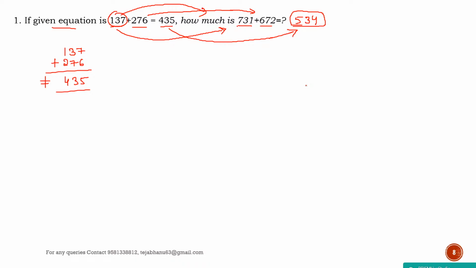Is this clear? Is this clear, everyone? This is the basic question related to TCS recruitment, the basic one. I hope it's clear. Yes, Gopal, you are right. It is 534. Next one.